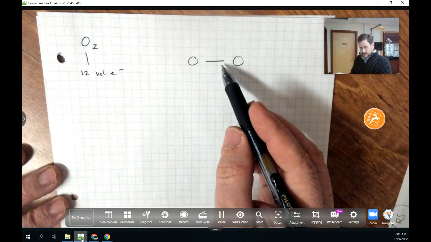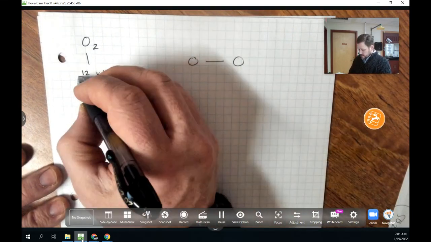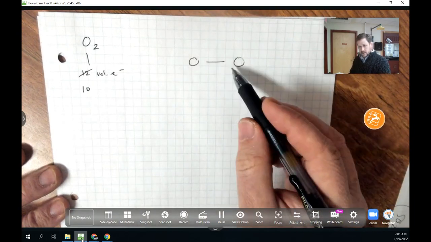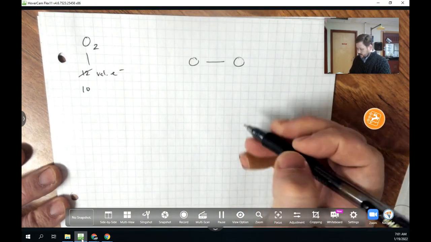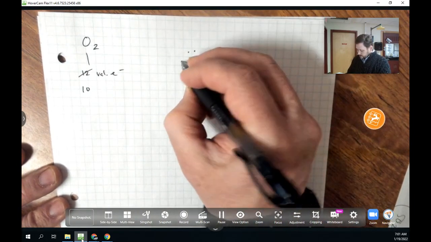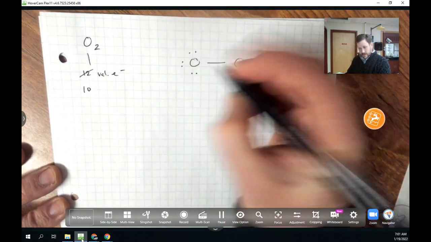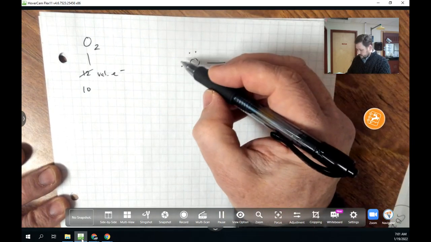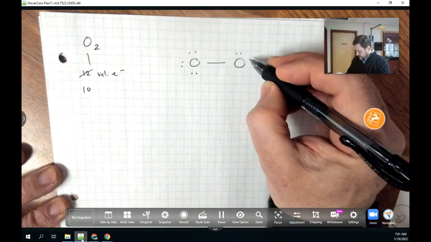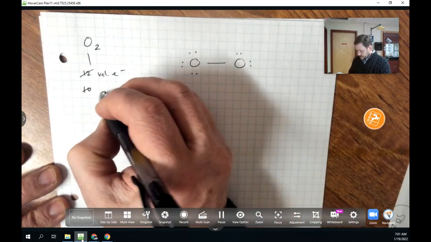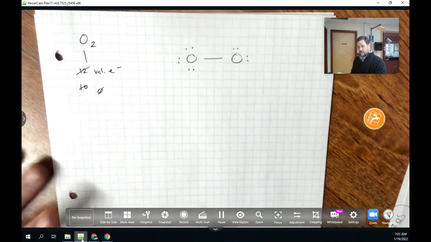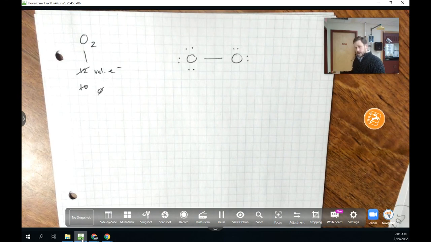Out of the 12 valence electrons I have to play with, I have to use 2 at minimum to bond them together. The remaining 10, I'm going to start adding to the outer atoms in pairs, just like rule 3 says. 2, 4, 6, 8, 10, and I'm done. I'm out of electrons. When I say I'm done, I don't mean I'm finished, because the next rule says if the central atom does not have an octet, then we need to try using double or triple bonds.